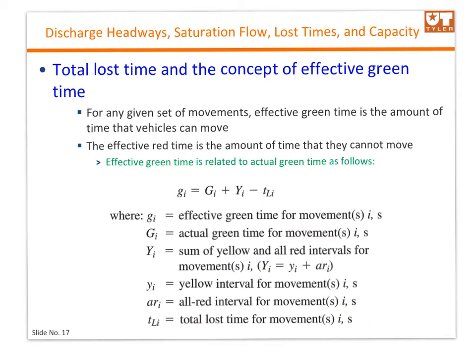So in other words, the effective green time that vehicles are gonna feel while they are standing in the intersection is gonna be the summation of the actual green time, the yellow time, and all red time, minus any lost time, which again has two sources, L1 and L2, summed up under this term t_L.